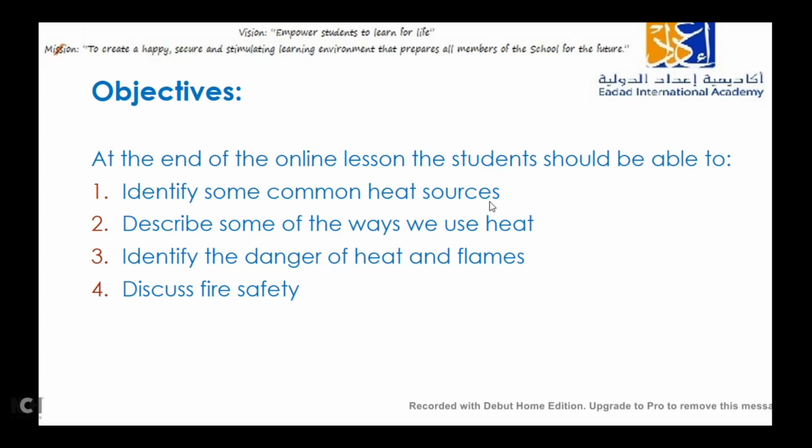Third, what are the dangers of heat and flames? It can be very dangerous, you know that. And you can give us also an idea about what you think about this, how it can be so dangerous for you and for me. Now, number four, discuss fire safety. Fire safety means how can you avoid accidents involving flames and fires? And what will you do when there is a fire or you meet an accident with heat?